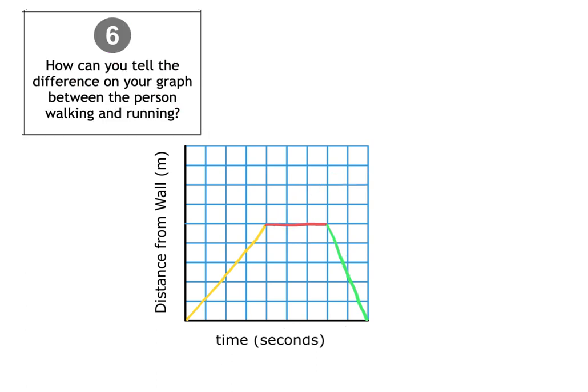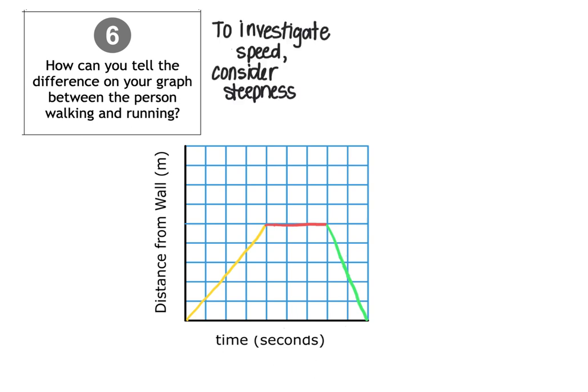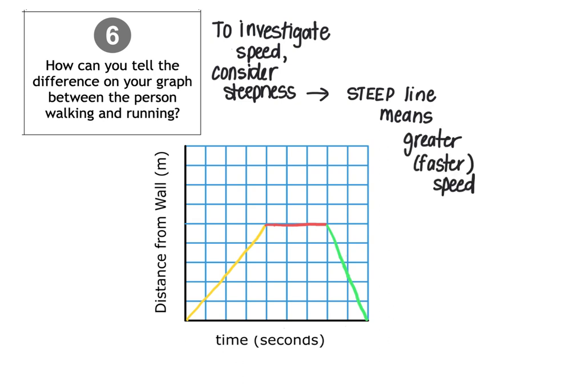In the final question, we're asked how we can tell the difference on our graph between the person walking or running. The way we can tell the speed on a graph is by looking at the steepness of the line. When the line is very steep, that means that the person is moving quicker than when the line appears to be more gradual. So when our line is steeper, we know that's when the person is running. And when our line is more gradual, the person would be walking.